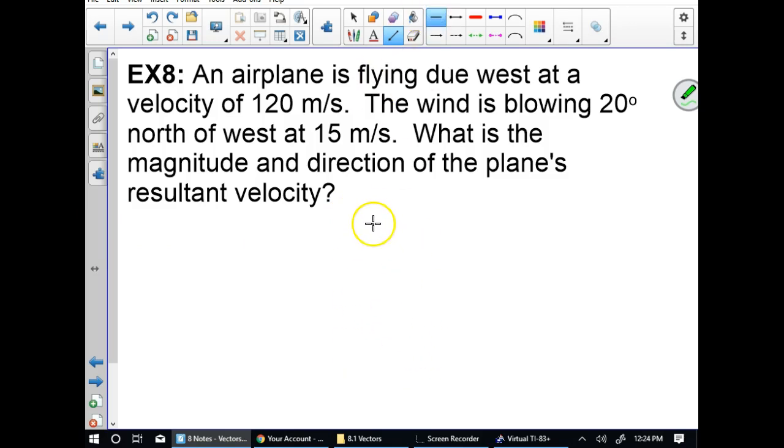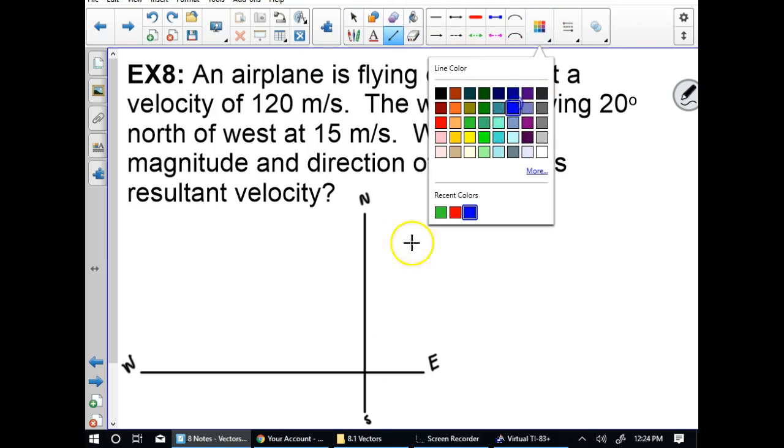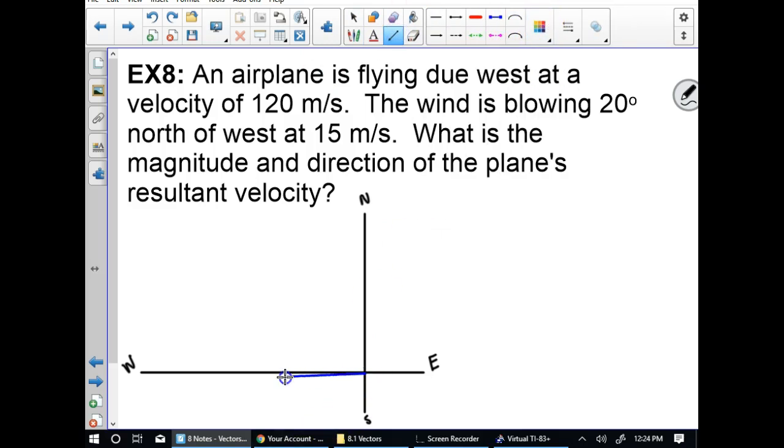So I'll draw my axis like this, and north, south, west, east. And our airplane is flying to the west, like this. Hold on, that to be vector.